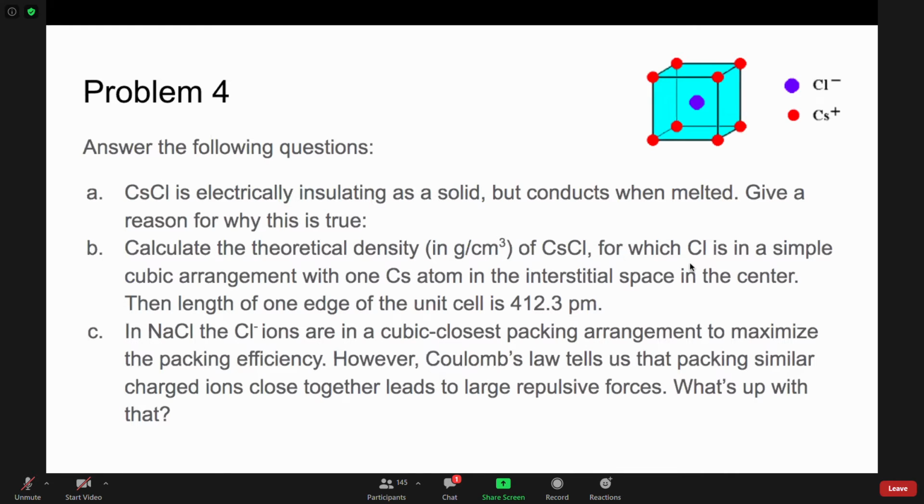So it's not only the Cl minus ions that are part of this lattice structure, it's the Na plus ions and the Cl minus ions. They're able to pack in that cubic closest packing because it allows for the most efficient packing of the Na plus ions within the Cl minus ions.